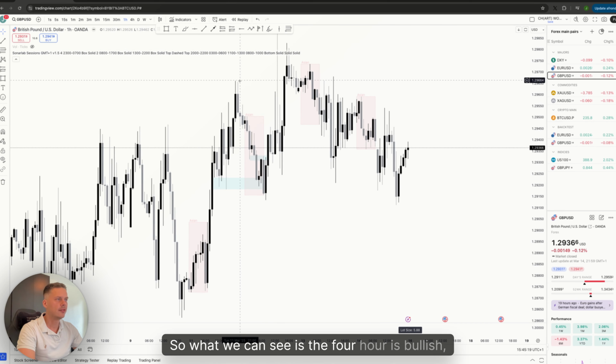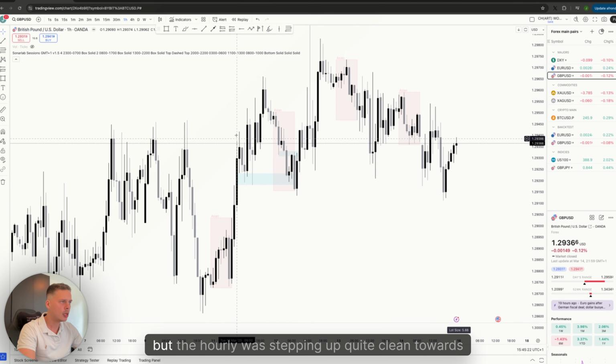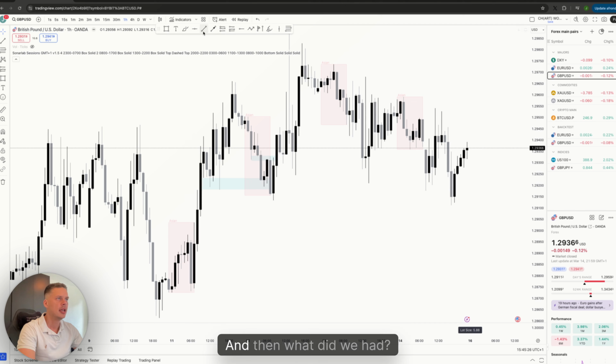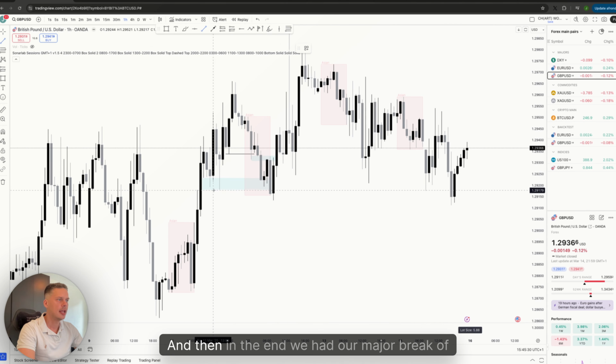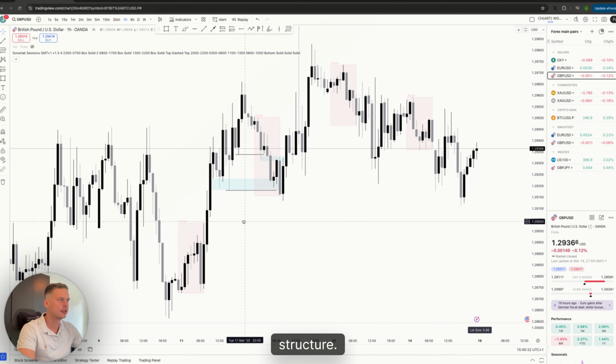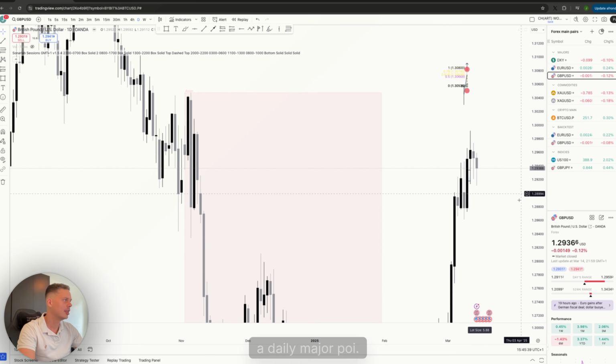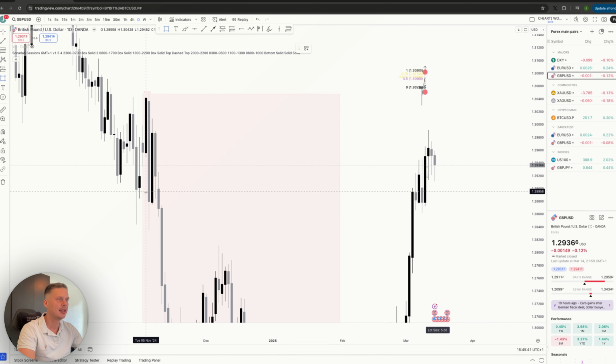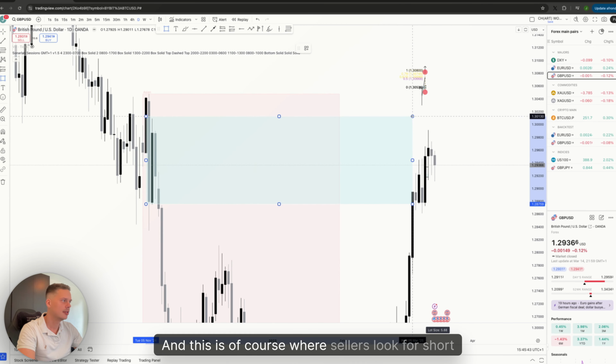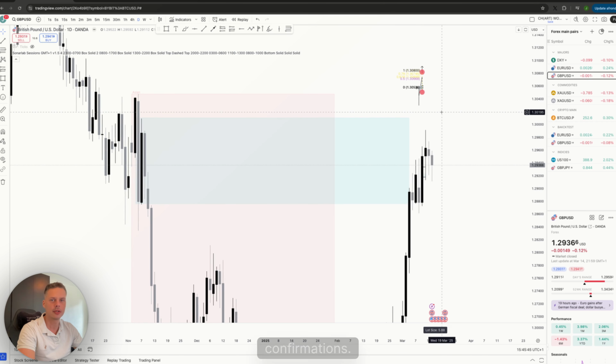So what we can see is the 4 hour is bullish, but the hourly was stepping up quite clean towards the upside. And then what did we have? We had a bearish break of structure, and then in the end we had our major break of structure. So when price comes bullish, and note this, that we are in a daily major POI, and this is of course where sellers look for short confirmations.